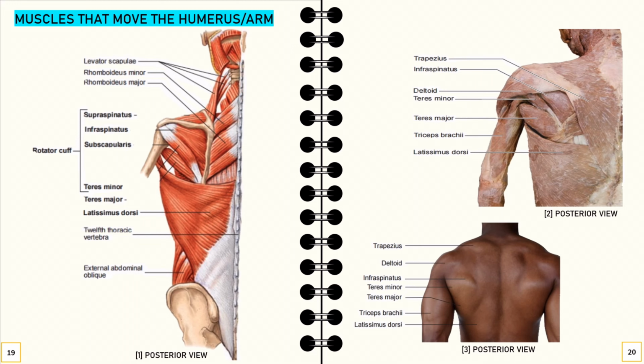Next, we move to the muscles that move the humerus, the arm. From the posterior view, the posterior part generally originates from the superior surface of the scapula and the clavicle. For example, deltoid. The deltoid as a whole acts as an abductor of the shoulder, while the anterior deltoid allows flexion and medial rotation, and the posterior deltoid allows extension and lateral rotation of the shoulder.